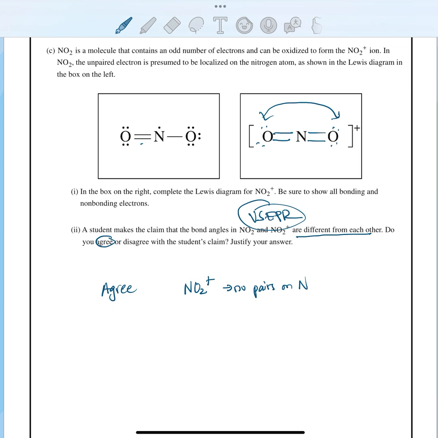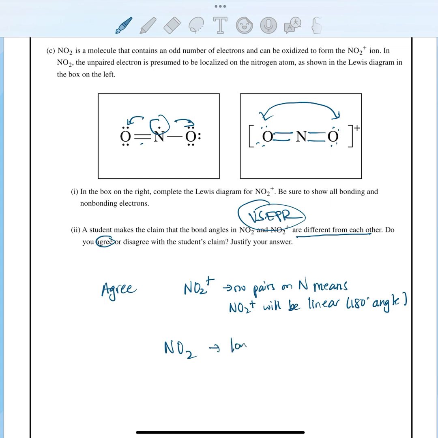So no lone pairs on the central nitrogen means that my NO2 plus will be linear and have a bond angle of 180. Now, the NO2 has a lone electron on nitrogen. So what's going to happen is this lone electron is going to want to repel these side valence electrons on oxygen. It's going to want to repel that down or repel that away. And this NO2 is going to have more of a bent structure.